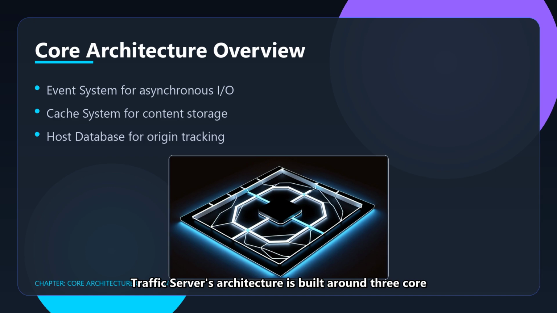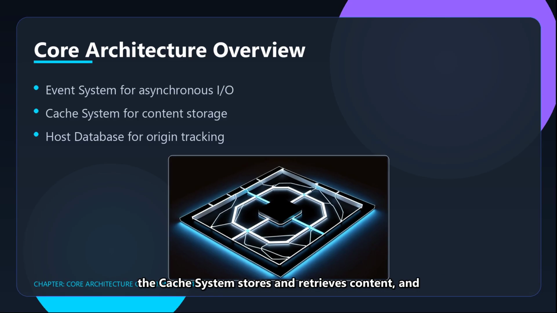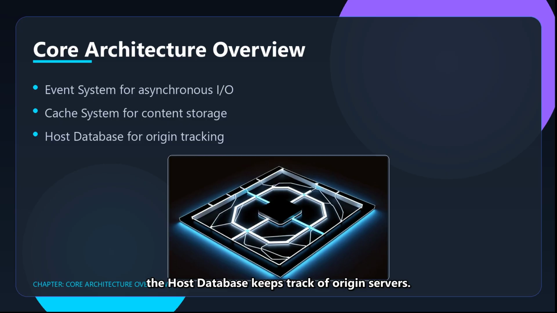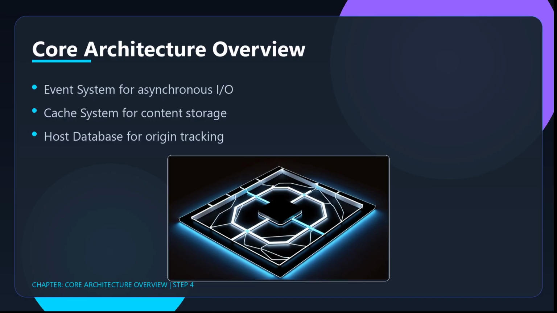Traffic Server's architecture is built around three core components. The event system handles asynchronous I/O operations, the cache system stores and retrieves content, and the host database keeps track of origin servers. Together, they form a powerful, scalable foundation.